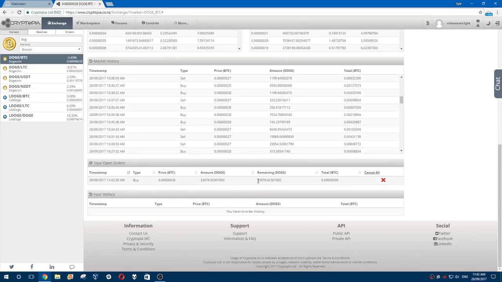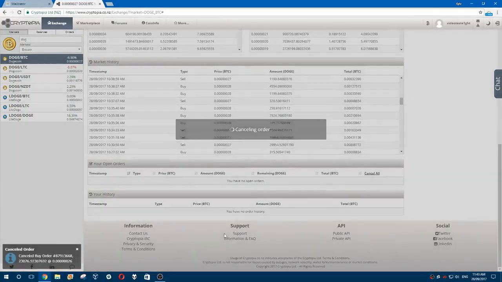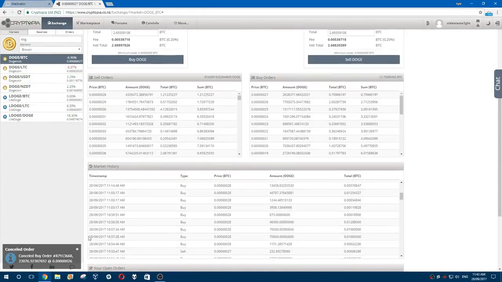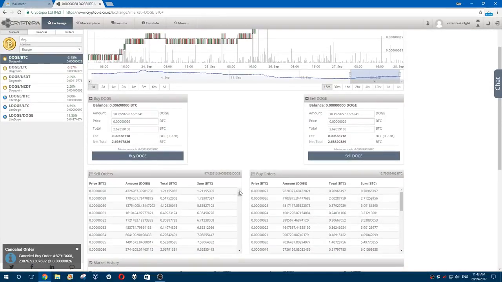So since no one's sold anything, it's just going to be the same amount and how much that's worth in Bitcoin. And if you want, you can cancel it by clicking this X and you'll no longer be buying. And now for a demonstration on selling, I'm just going to buy Bitcoin.